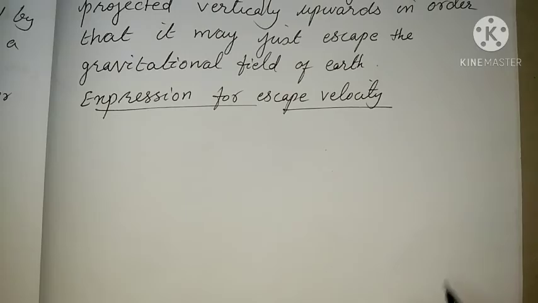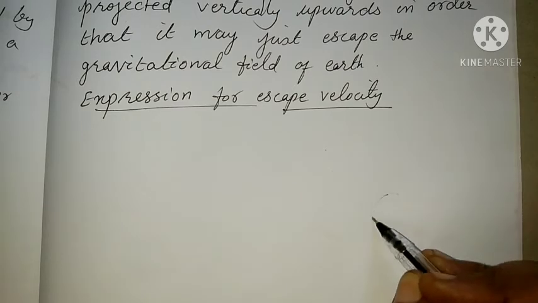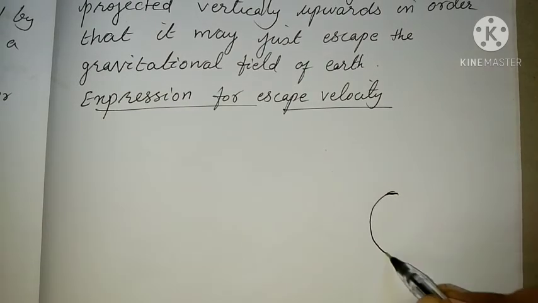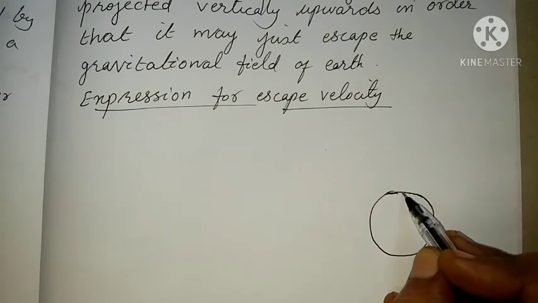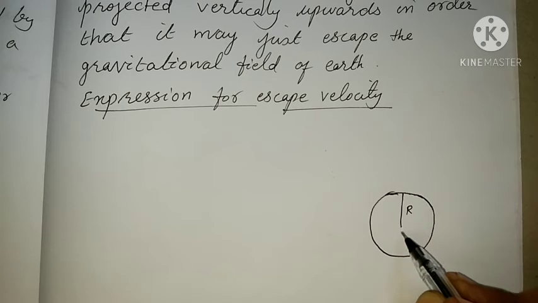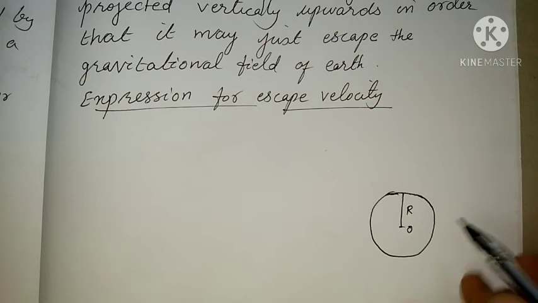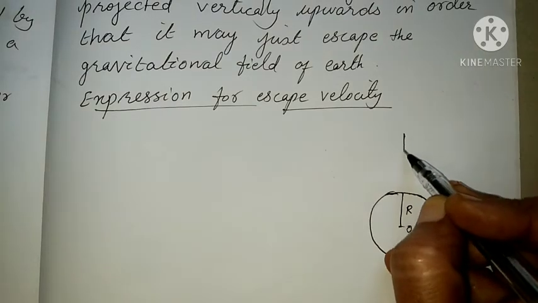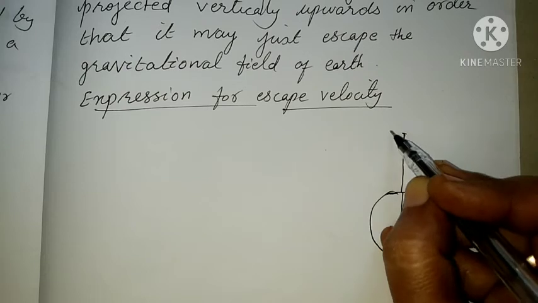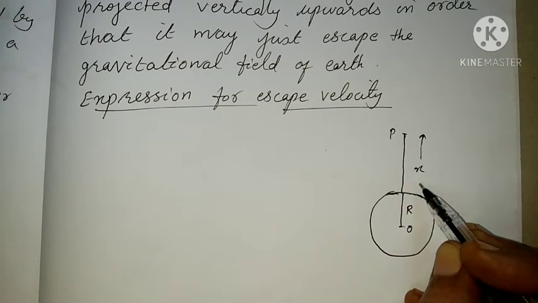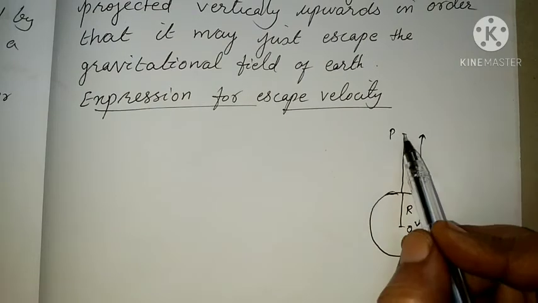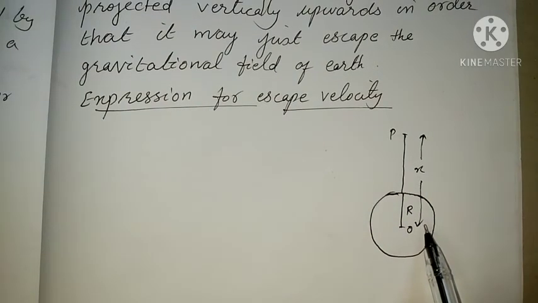Expression for escape velocity. Consider the earth as a sphere of mass capital M and radius r. So this is the radius and this is the center O. Then suppose a body of mass small m lies at a point P at a distance x from the center of the earth. This is the body of mass small m at P at a distance x from the center.